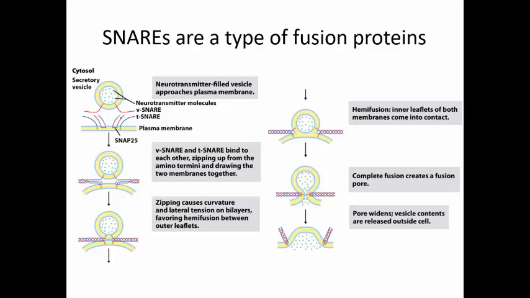SNAP25 is just another protein that's involved in this whole thing. It also gets kind of wrapped up in there. As it's wrapping up, it's going to pull this together, and eventually they're close enough that the outer leaflets start to fuse, and then the inner leaflets fuse, and then we create the pore. Once this happens, this has now become part of the plasma membrane, and other stuff can come along and sort of recycle these proteins.